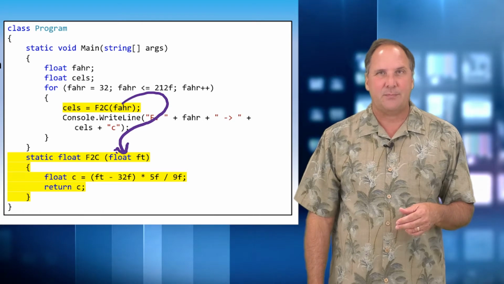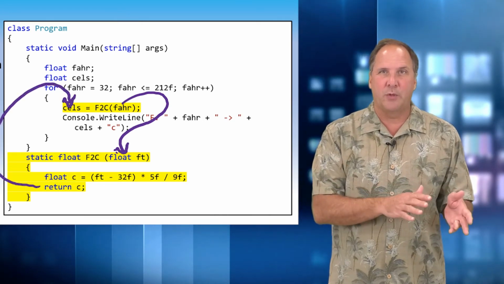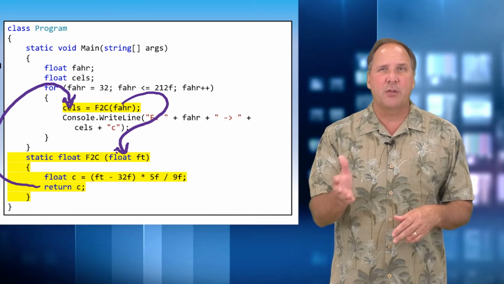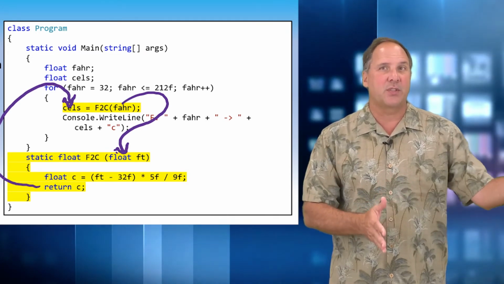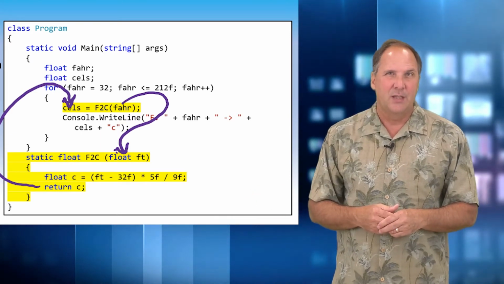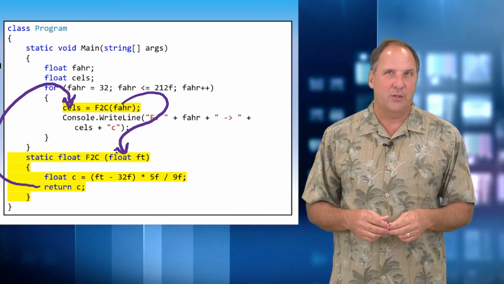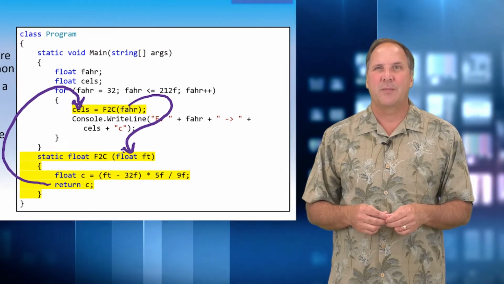Now in main, we will call F2C where our formula used to be and capture the result and assign it to cels, the variable cels. Inside F2C, we compute the result and return it to the caller using the return keyword.